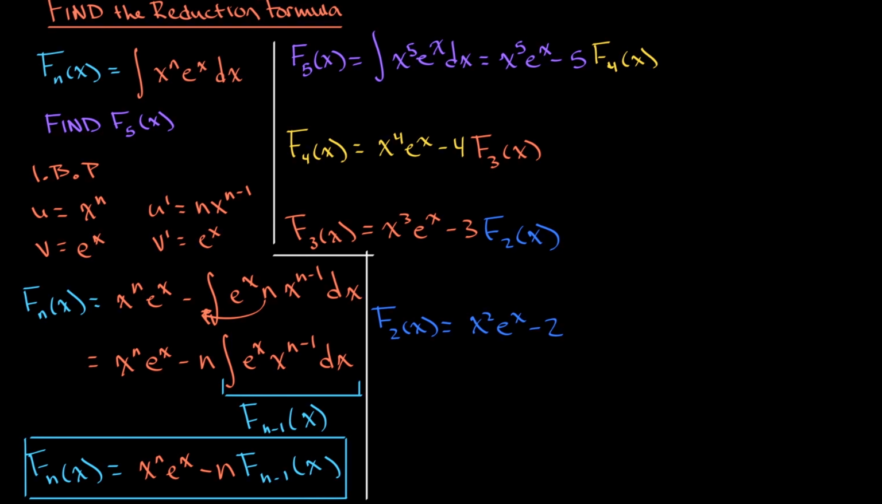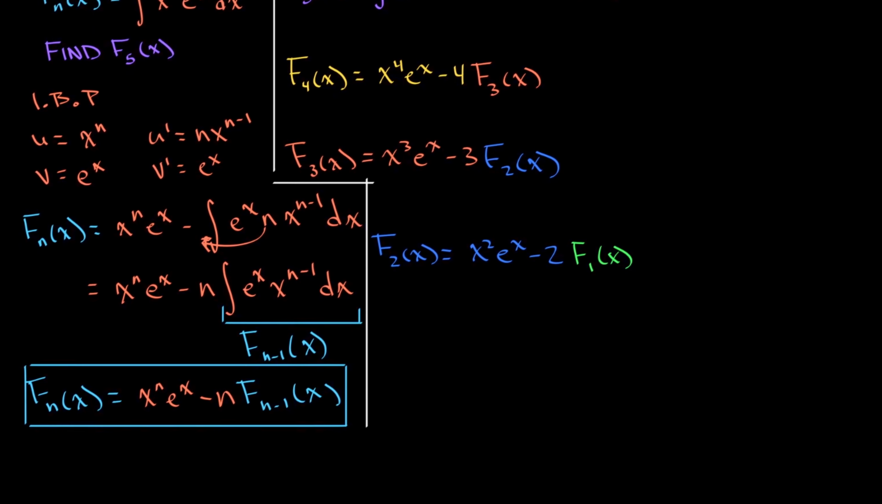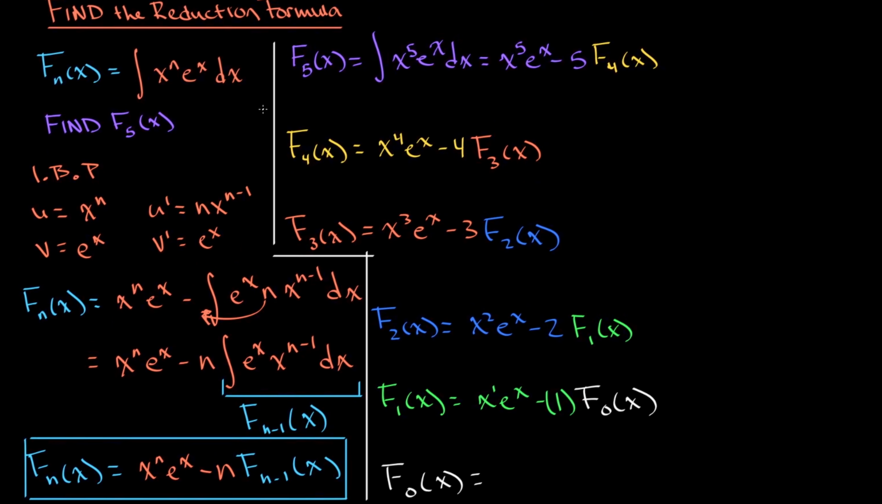And then maybe we can go green now, capital F sub 1 of x. And we're getting close. Capital F sub 1 of x is equal to x to the first power times e to the x, and then we have minus 1 times capital F sub 0 of x. And then capital F sub 0 of x. Here we go. This is the good part. Capital F sub 0 of x.